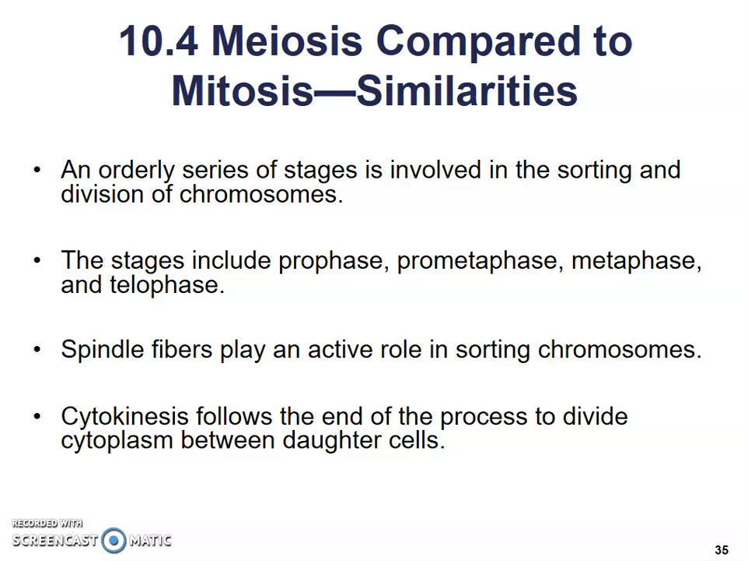Meiosis compared to mitosis, similarities. An orderly series of stages is involved in the sorting and division of chromosomes in both processes. Both processes also include stages called prophase, prometaphase, metaphase, anaphase, and telophase. There should be an anaphase in there, guys. Go ahead and write that in if it's not there in your notes. In both processes, spindle fibers play an active role in sorting the chromosomes, and cytokinesis follows the end of the processes to divide cytoplasm between the daughter cells that are being produced.